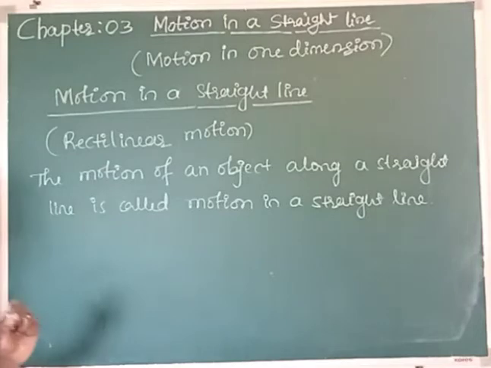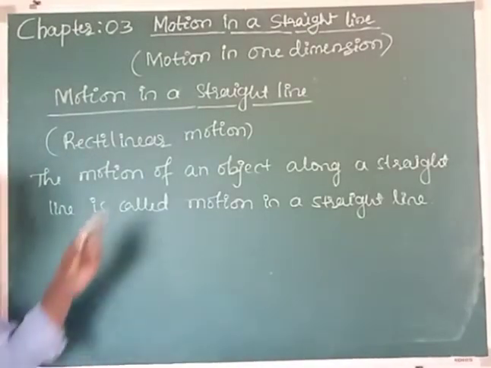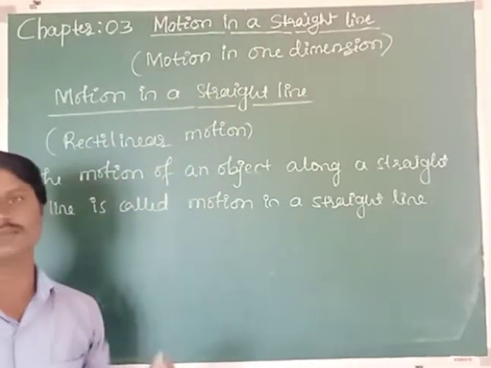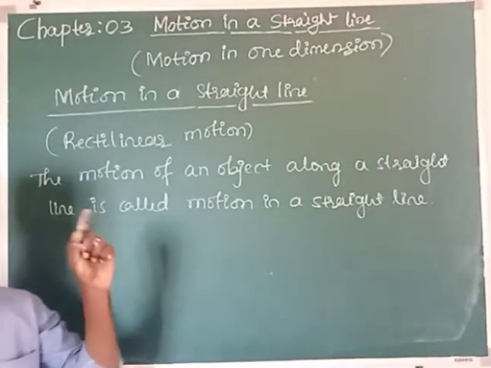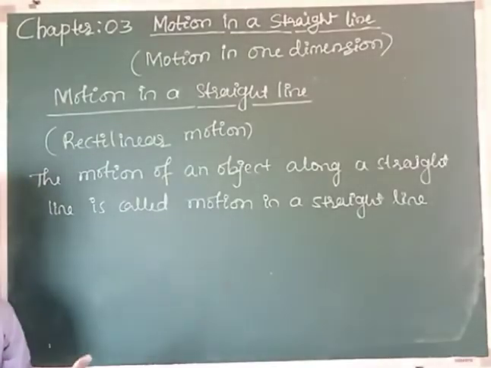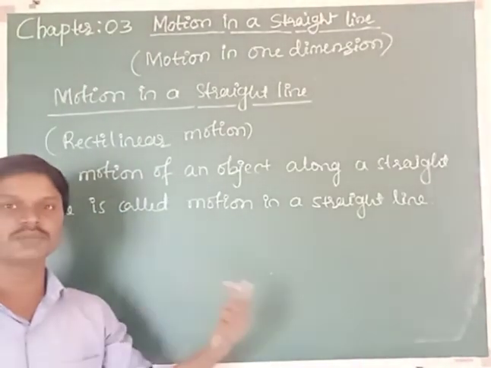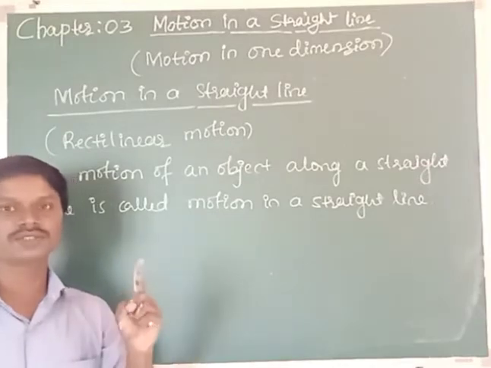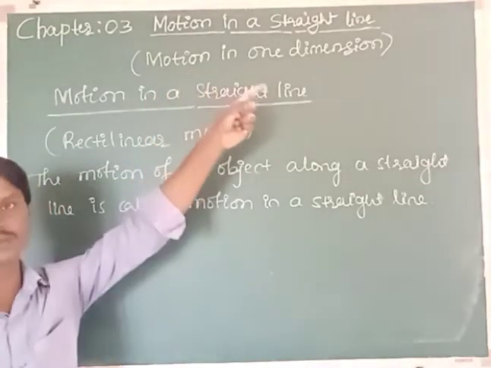In order to specify the position of the object, we use only one coordinate. That is why we call it motion in 1 dimension. In order to specify or find the position of the object, we are going to use only one coordinate, whether it may be x coordinate, y coordinate, or z coordinate, but we are going to use only one coordinate. Okay, that is why it is called motion in 1 dimension.